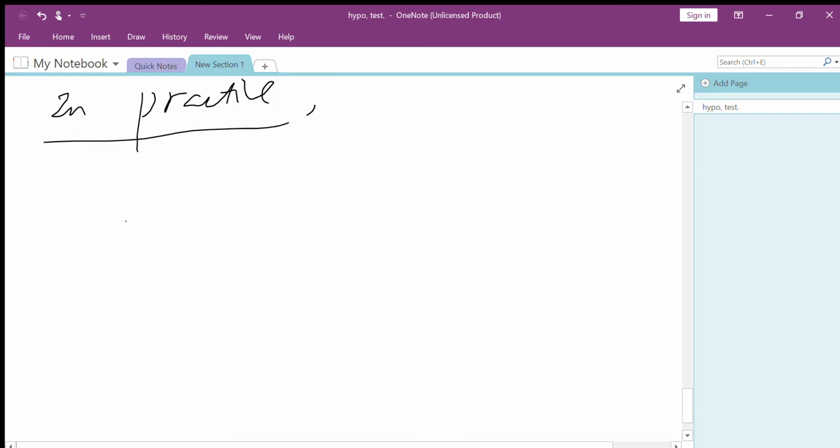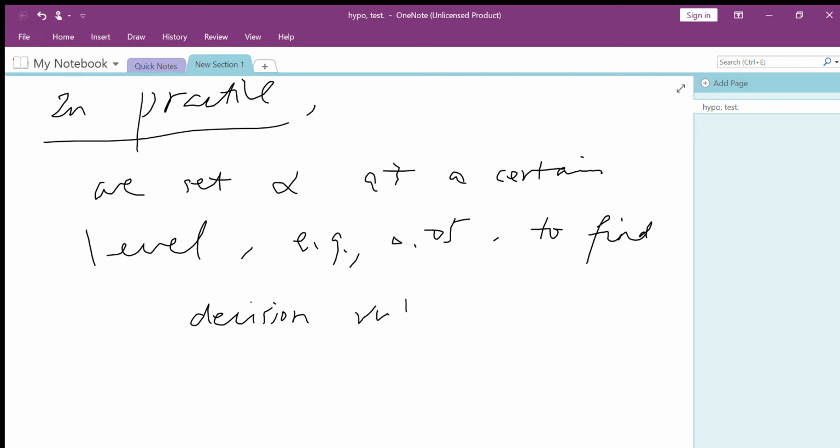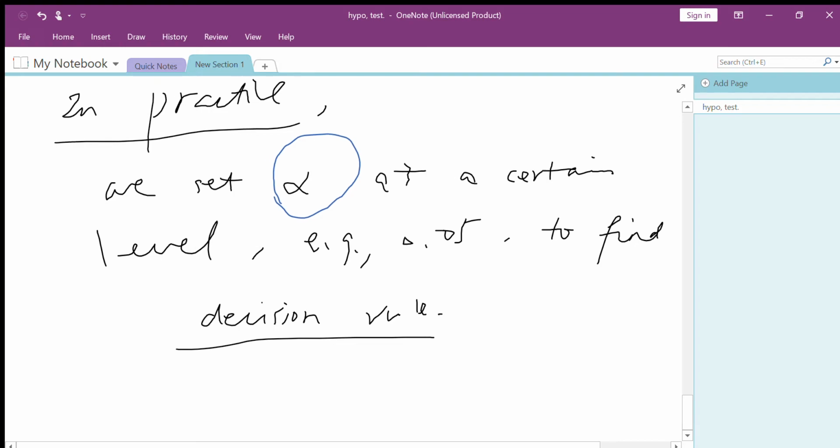So in practice, we set alpha at a certain level, for example 0.05, to find the decision rule. In our class, to find the decision rule, using alpha is sufficient. But in more advanced statistical theory, maybe you also need beta to find the decision rule. But in our course, for this semester, we just need alpha to find the decision rule.